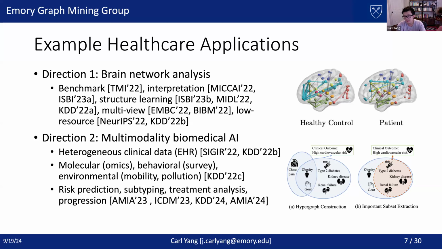Multimodal biomedical AI is another thing we've been working on, especially recently, and there are different scenarios. We started with the EHR data, and we try to put in omics, behavioral data, and mobility data to make a more comprehensive model of the patients. We have been building different kinds of prediction and analysis models on risks, on subtypes of complicated diseases, and also on treatment and progression of the disease. So almost all kinds of prediction tasks you can think of doing with machine learning models.